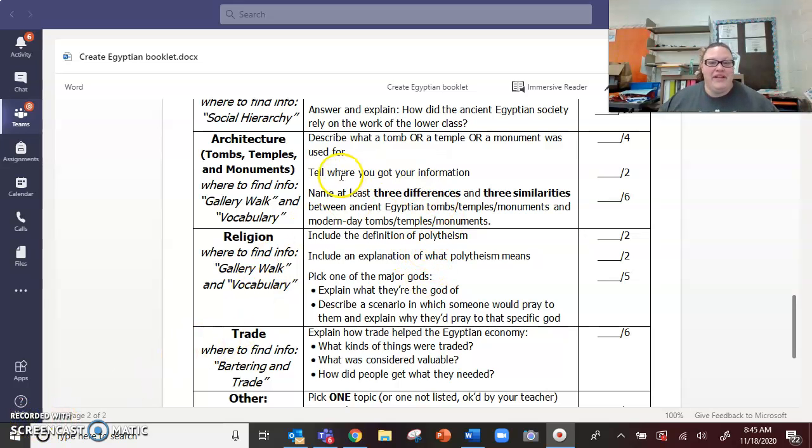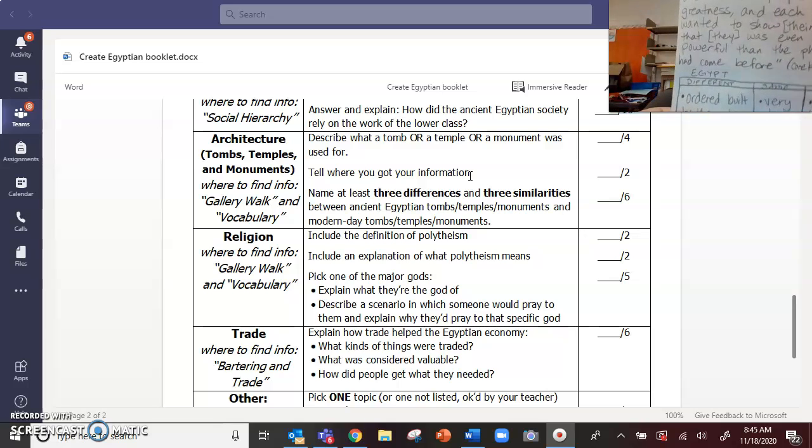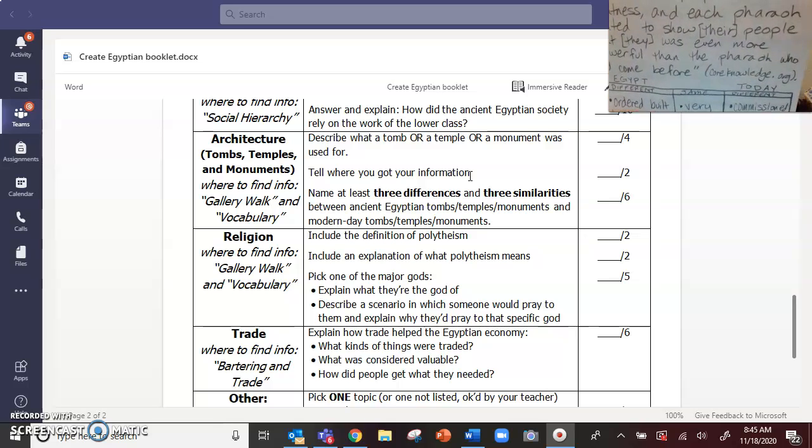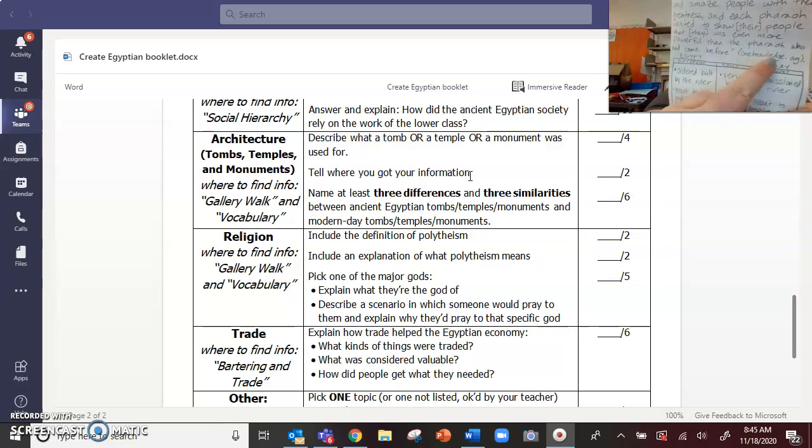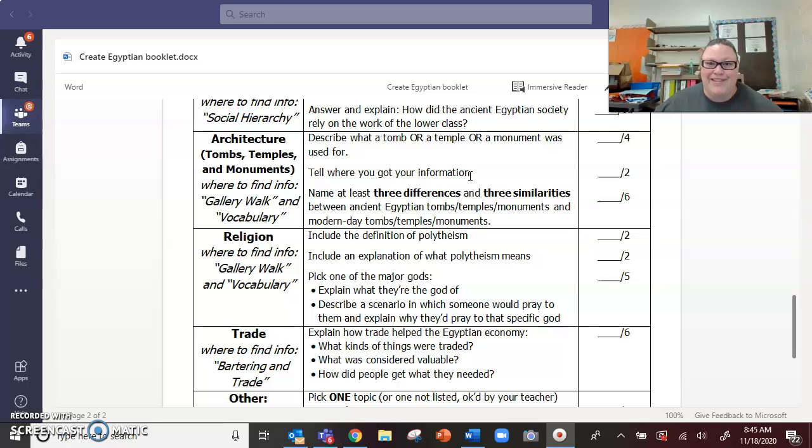Same thing goes with this. Tell me where you got your information. On your rough draft, on your sloppy copy, you are writing down, I got it from this website. So for me, for architecture, I found that information on coreknowledge.com. And so I wrote it right there. Because if you don't do that, that's called plagiarism. Plagiarism is bad, and you know this.